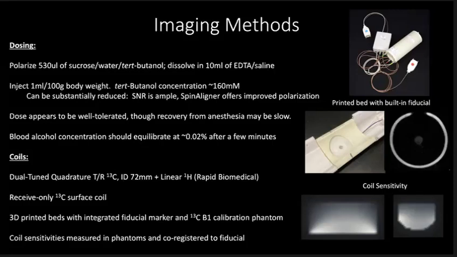But you need to be able to co-register that across studies. And so we made a 3D printed bed, and we put a little fiducial marker there, a tube with a little bit of gadolinium doped water in there. And so we have this nice ring, and when the bed and the coil move around, we can co-register our coil sensitivity on a per study basis. So that helps us with the quantitation. So that's our imaging setup.